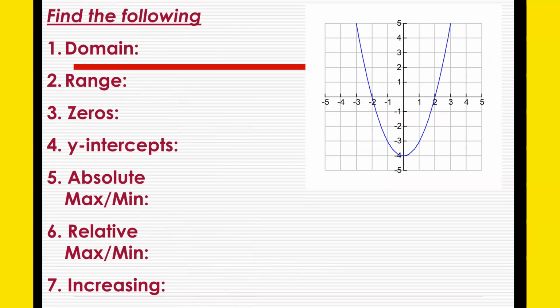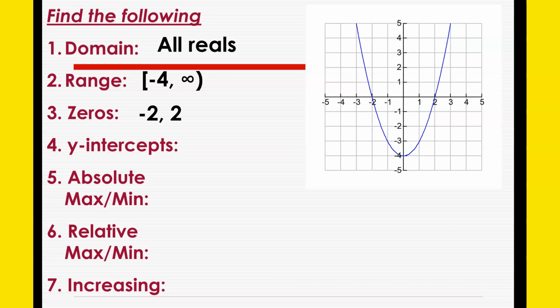All right, do the same thing here. Again, the domain, all reals. The range is not all reals this time. The range doesn't get any lower than -4, so it goes from -4 to infinity. Notice we have a bracket on the -4 because it actually touches the -4. The zeros are what? -2 and 2.